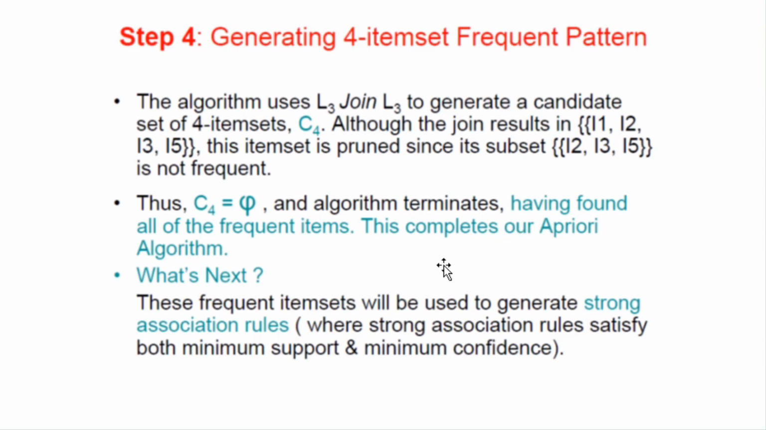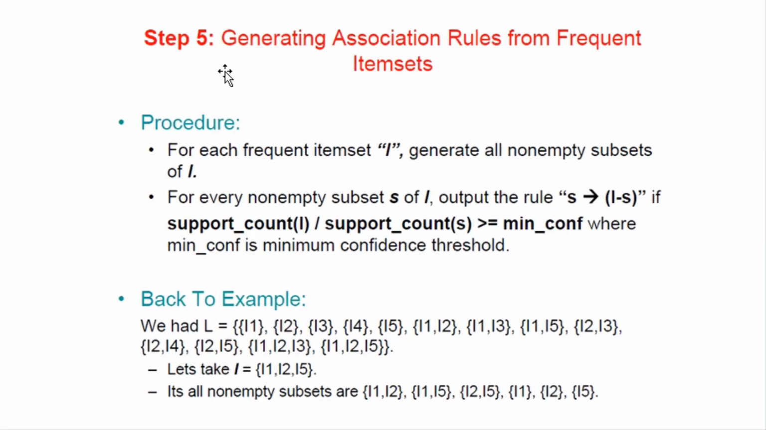So what is our next step? These frequent item sets will be used to generate strong association rules, where strong association rules satisfy both minimum support and minimum confidence. So after knowing all the frequent item sets, we are going to generate association rules. For that, we have a procedure.